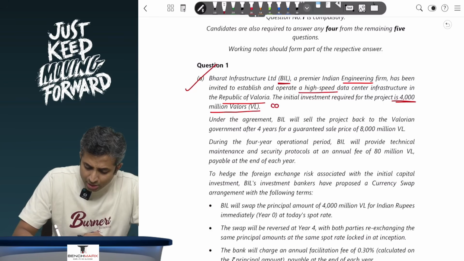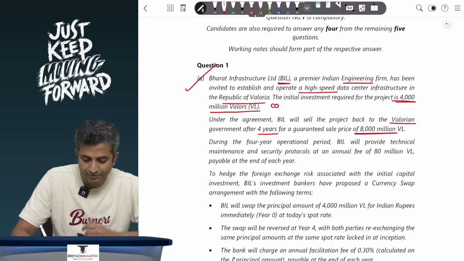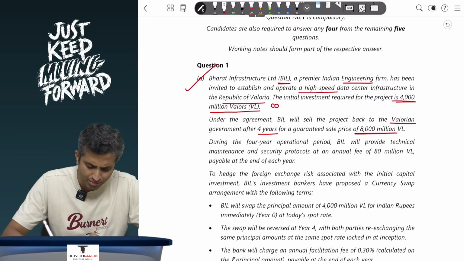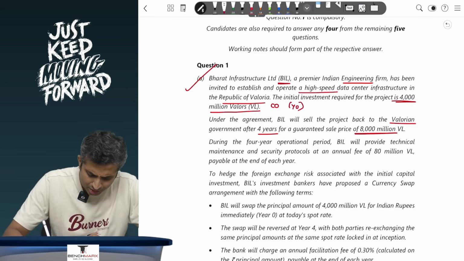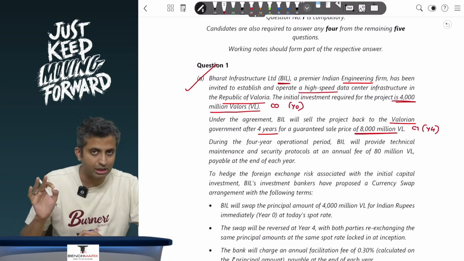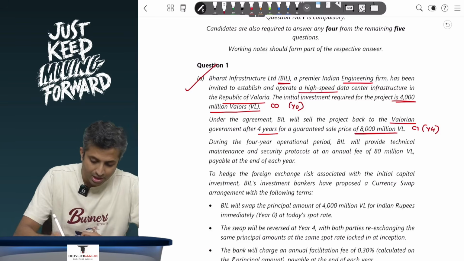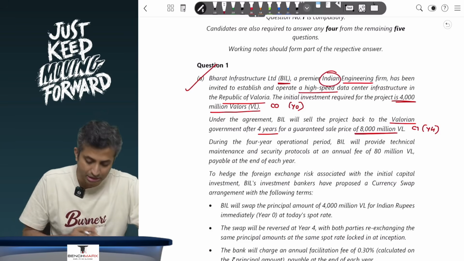Under the agreement, BIL will sell the project back to the Valorian government after 4 years for a guaranteed price of 8,000 million. So this is, let's say, your cash outflow at year 0. This will be your cash inflow at year 4. This is 8,000 million valor. You are an Indian firm, and hence for you evaluation might be done in the Indian rupees.